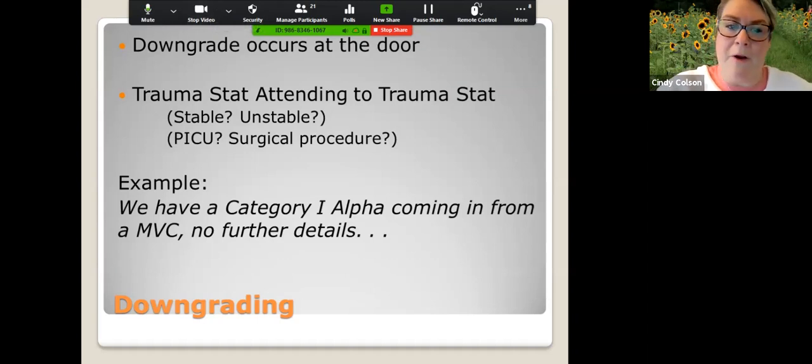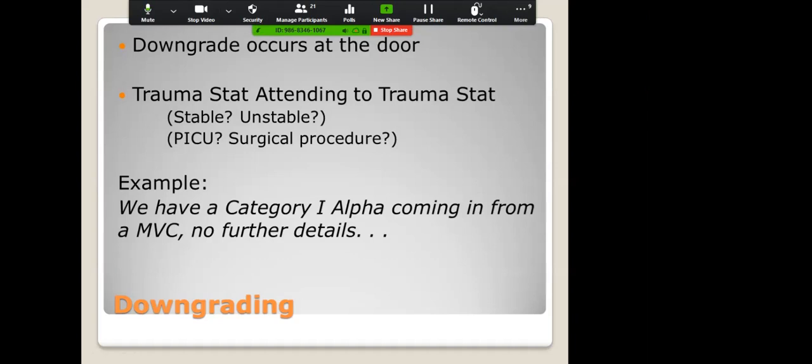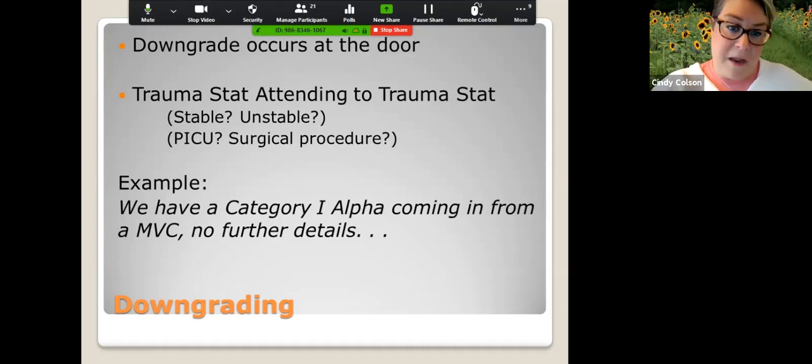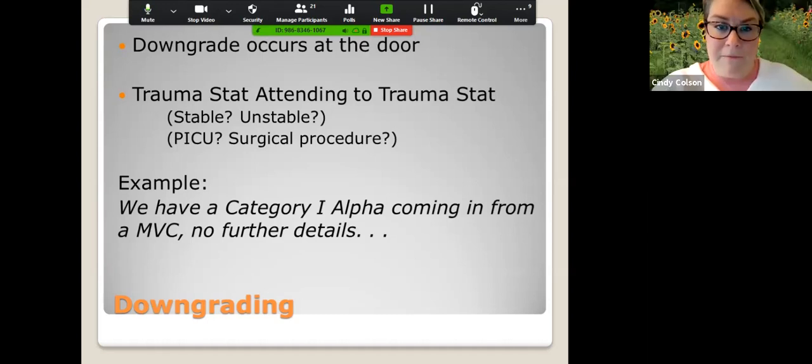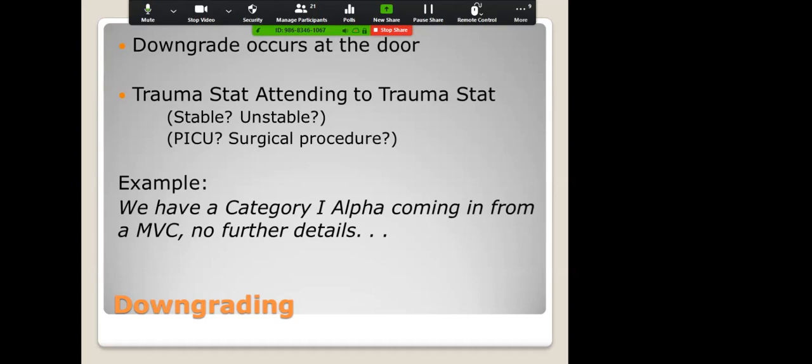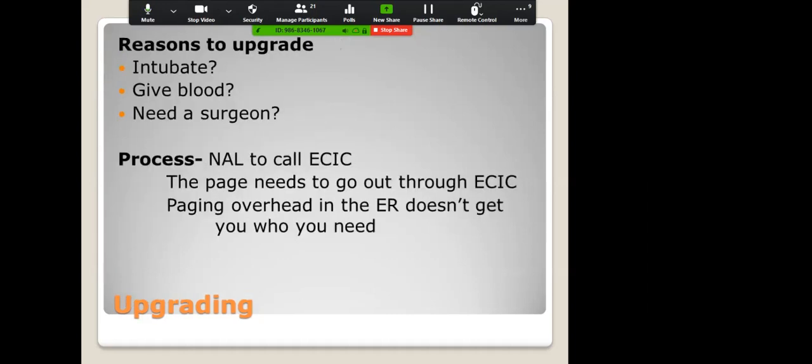And things to think about for downgrading, if you've already called a trauma stat attending: is the kid stable or unstable? If they're stable, you can downgrade. Do they need a PICU? I'd keep it at a trauma stat attending. If they need a surgical procedure, absolutely. But I feel like we could downgrade a lot more than we do, and it's completely reasonable to downgrade.